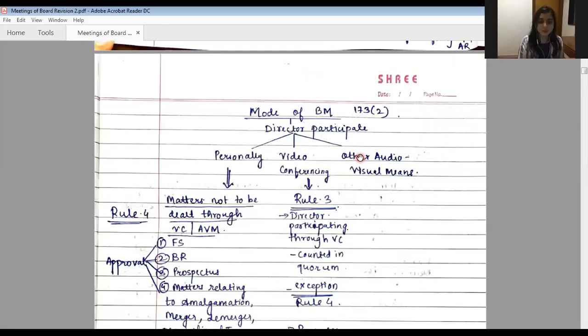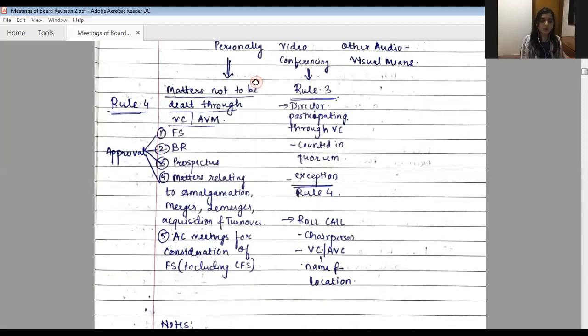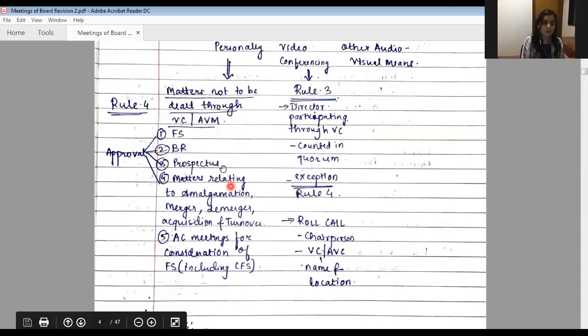The next is mode of board meetings. It states that the directors can participate either personally or through video conferencing or by other audiovisual means. Now, Rule 4 states that there are 5 matters which are not to be dealt with through video conferencing or by audiovisual means. That is, the director should be personally present in the board meeting to vote on these 5 matters. Let's see the matters.